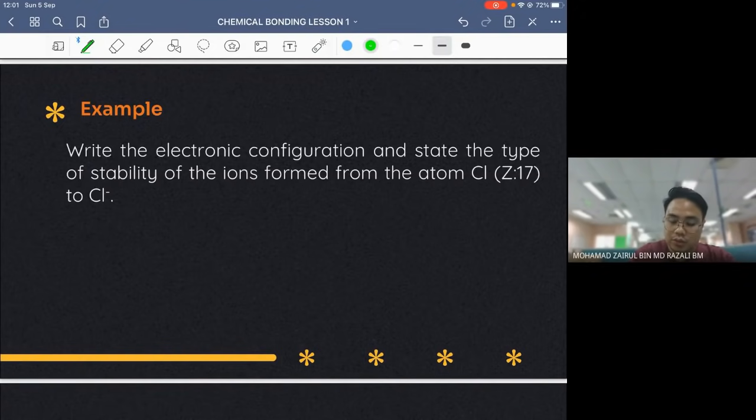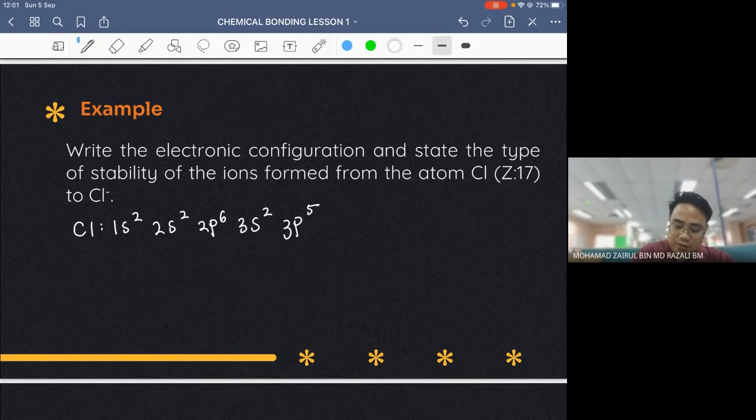So first we need to write the electronic configuration for the chlorine. Okay, so for chlorine atom, the electronic configuration is 1s2, 2s2, 2p6, 3s2, 3p5. So in order to form chloride ion, the chlorine atom need to gain 1 electron dan electron itu akan masuk dekat 3p orbital. Sebab kalau awak tengok 3p orbital ni dia boleh masuk lagi satu electron.